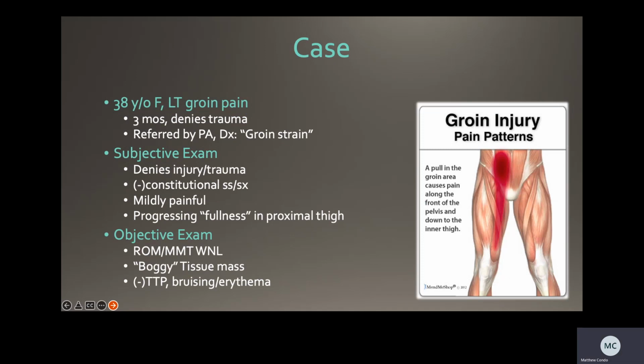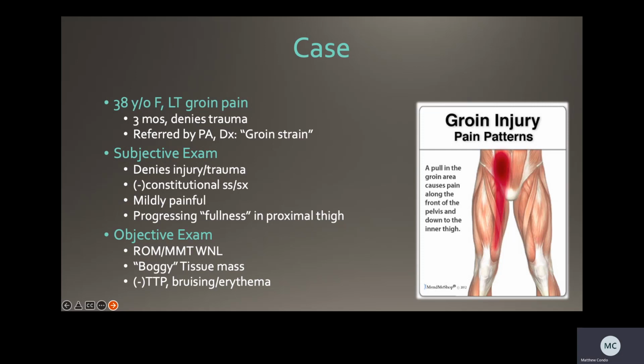All right, so here's another case. What we got is a 38-year-old with left groin pain. It's been going on 3 months. I'm not sure how I got hurt. No trauma, no whatever. Diagnosed as groin strain. We do the subjective exam. It's kind of painful. It's kind of not. It just doesn't feel real good. But it does say, I got this feeling of fullness in my proximal thigh.